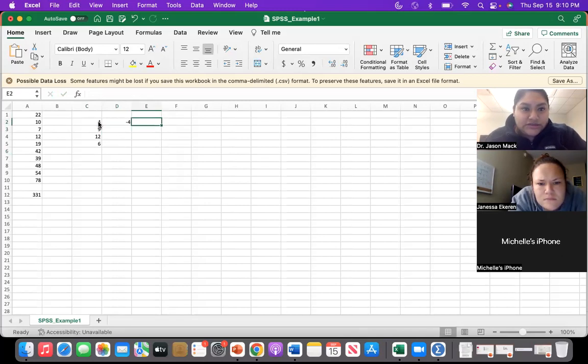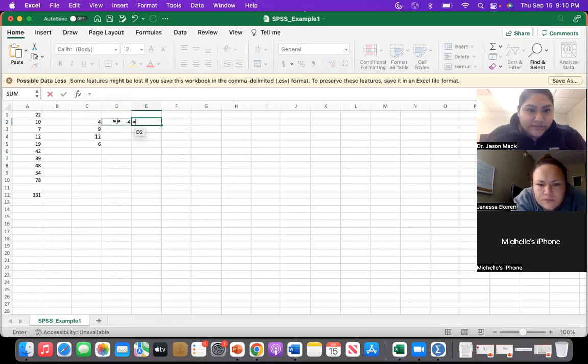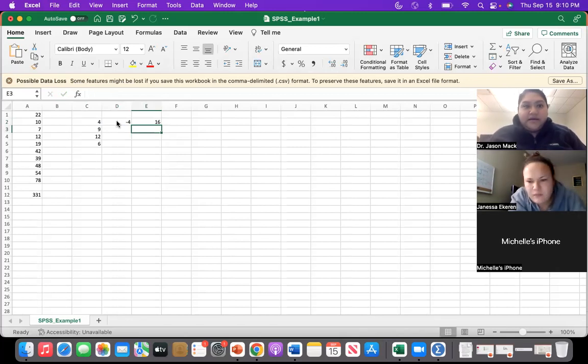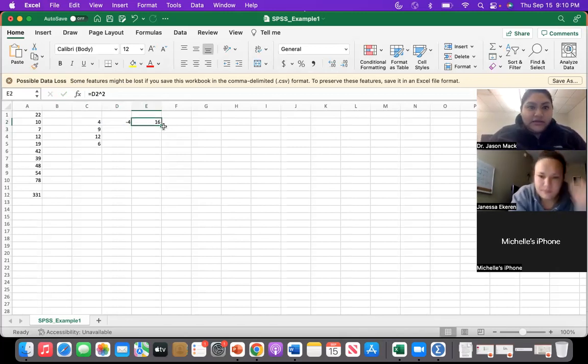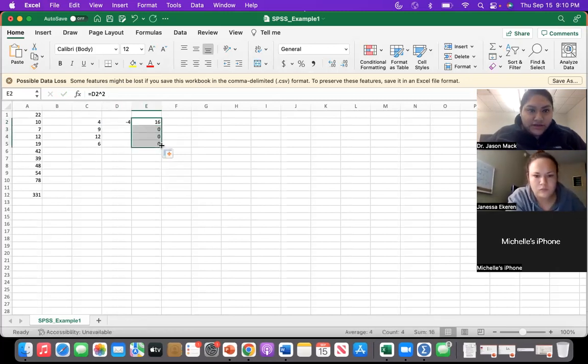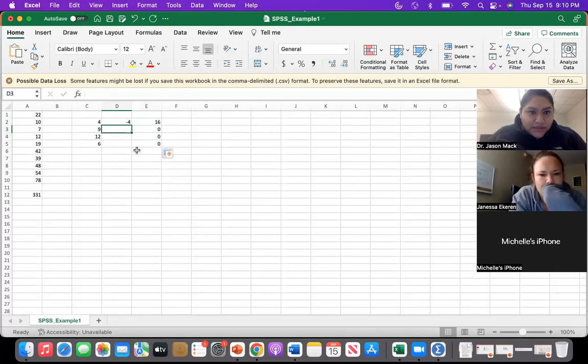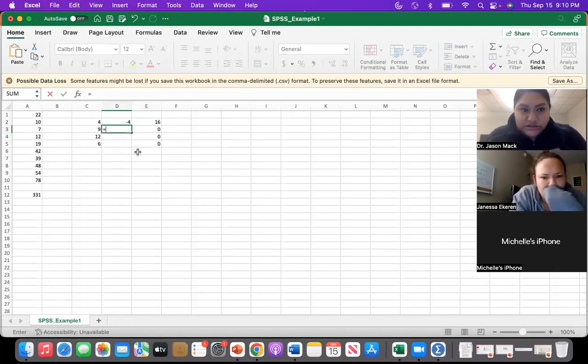Okay, so to get the answer for number 7, it was equals, so it's this one, there's that one, and then Shift 6 to come up with the little caret. You know how it's in number 6? And then 2, because it's squared, and then 16. And then obviously we just drag it down. Oh wait, there's no negative for this one. So it was 9 minus 8.